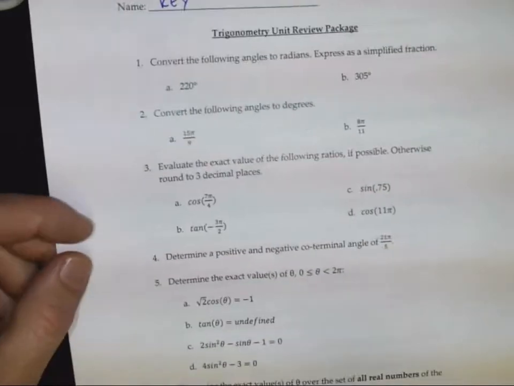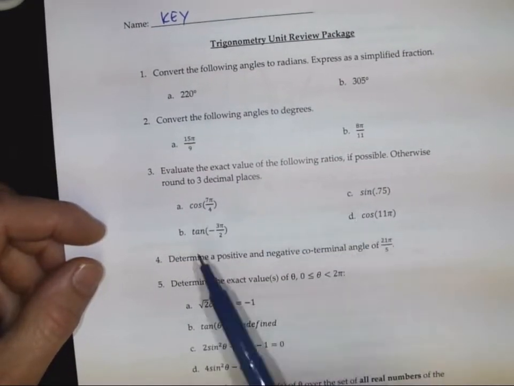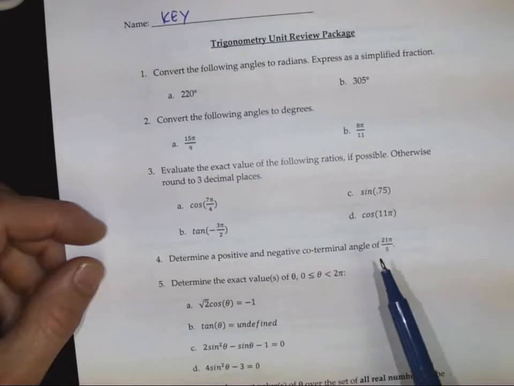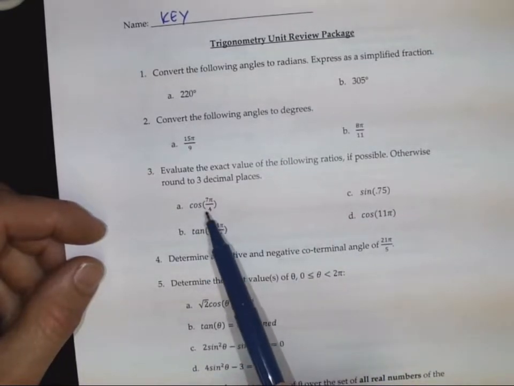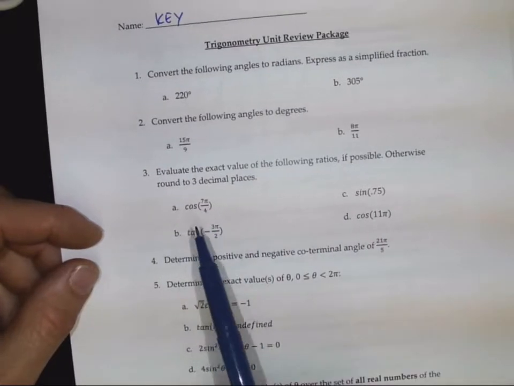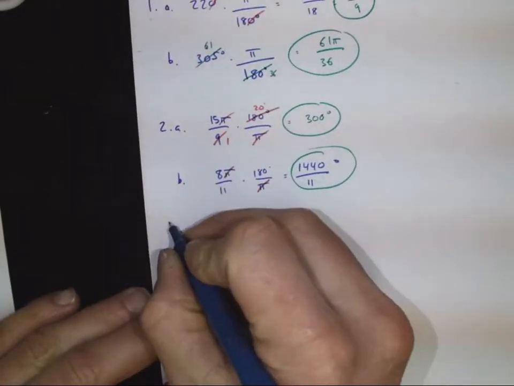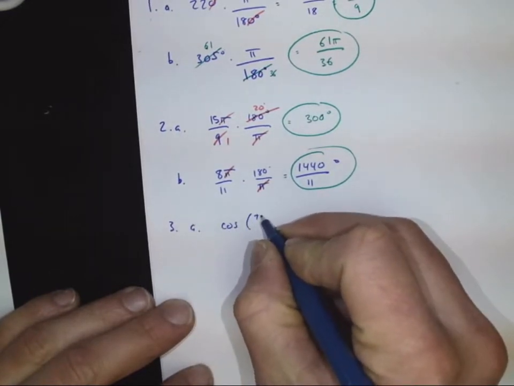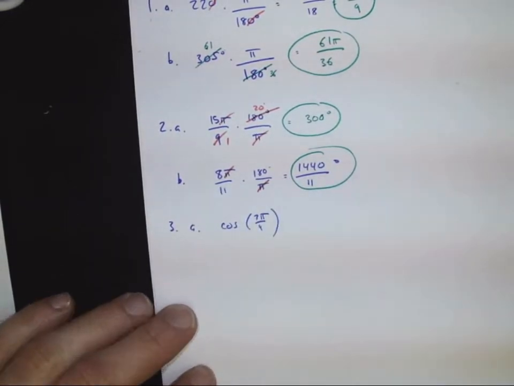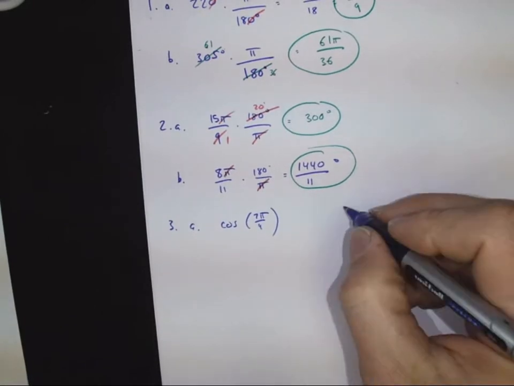Then we have some basic solve problems. Now we have a few different flavors of these solve problems where we have to, sorry, it's not really a solving question, we're just really evaluating. We're finding out what the value of each of these trig ratios is. So we'll start with cosine of 7 pi over 4. Cosine of 7 pi over 4. So the first thing we should do with a question like this is we should graph it in standard position.